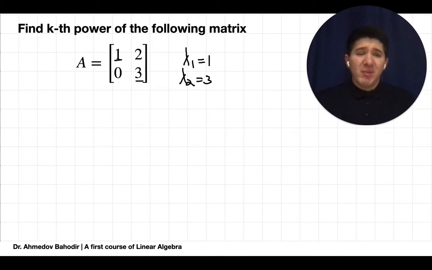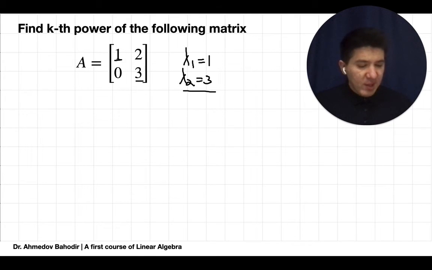It comes from the property that the sum of the eigenvalues is equal to the trace. So the sum is equal to 4, and the multiplication of the eigenvalues is equal to the determinant, which is equal to 3, which fits. So the multiplication is 3, and the sum is equal to 4.